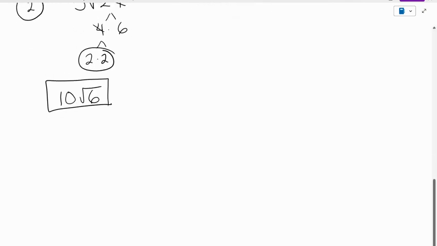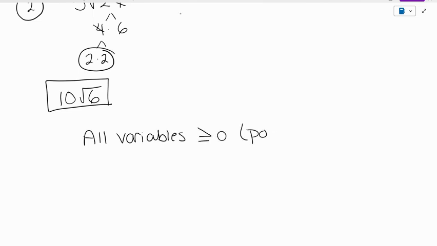All right, now let's introduce some variables. So we're going to say all variables will be greater than or equal to 0, meaning we're only dealing with positive numbers. Because we know if we have a negative under a radical, that gives us an imaginary number, which we're not dealing with.